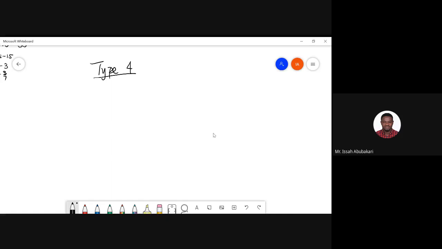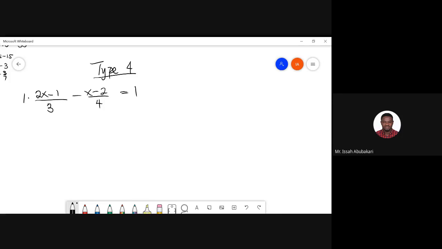Now I'm going to give you an example of a type 4 question. After that, we look at the rules and then we try to solve some of the questions. So for question 1, we are going to work out maybe 4 questions. Question 1: 2x minus 1 divided by 3 minus x minus 2 divided by 4 is equal to 1. Let's say we have a question like this.